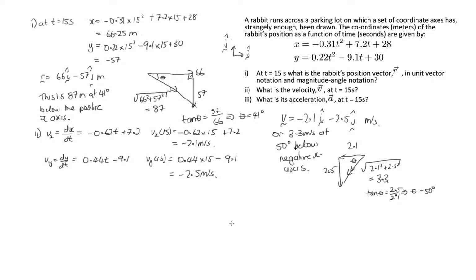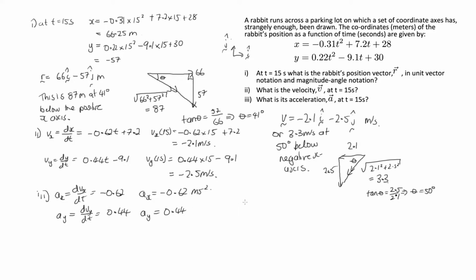So we can say 3.3 meters per second at 50 degrees below negative x-axis. Okay, and then finally, part 3, we're asked what's the acceleration. So to get the acceleration in the x direction, this is dvx dt. We'll need to differentiate this, and we get minus 0.62. And we need to evaluate that at 15 seconds. But there is no t here. So the acceleration in the x direction is always minus 0.62 meters per second. And in the y direction, we're differentiating dvy dt, and that's equal to 0.44. And again, this is constant. There's no dependence on time. So ay is equal to 0.44.